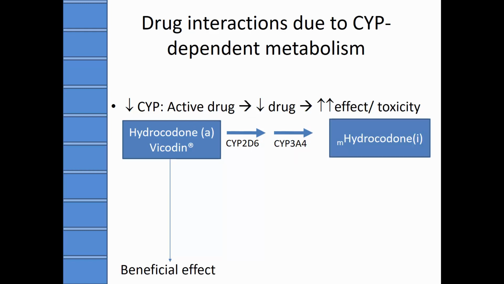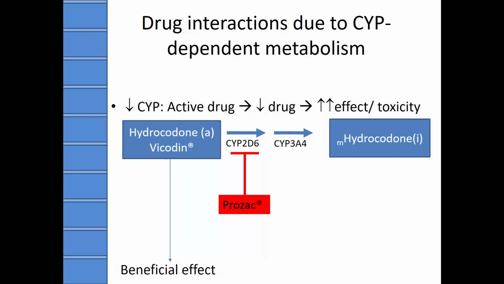In the second scenario, you have a drug that is active and it requires a CYP to metabolize it to an inactive form. So the drug has some beneficial effect. In this case, Vicodin might be used for pain. It's metabolized by several CYPs, I showed here 2D6 and 3A4.